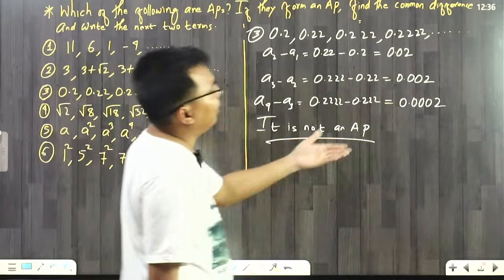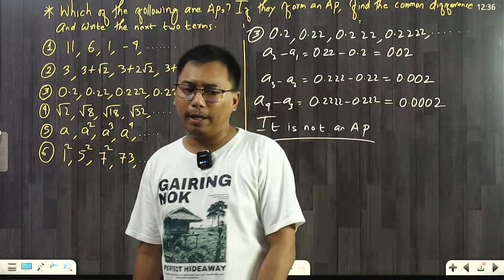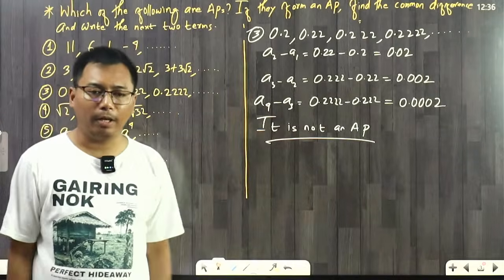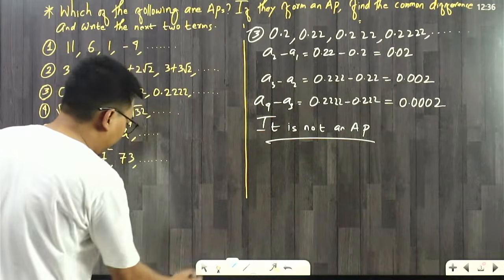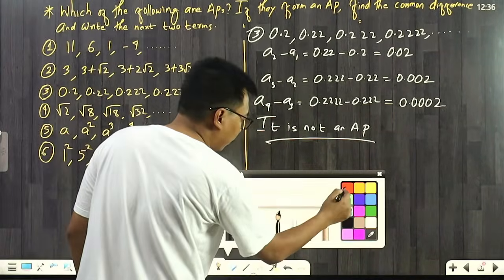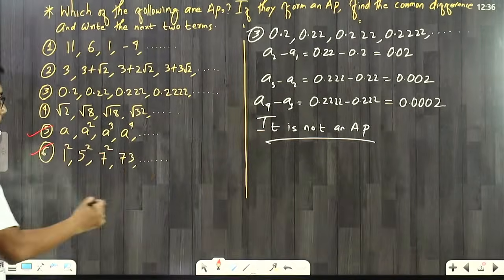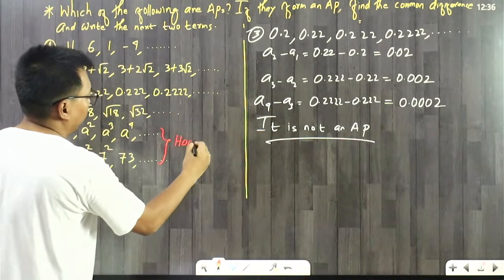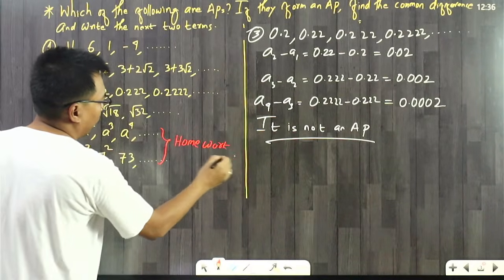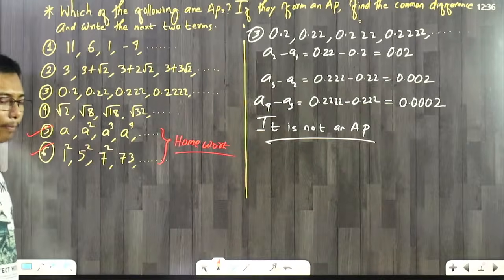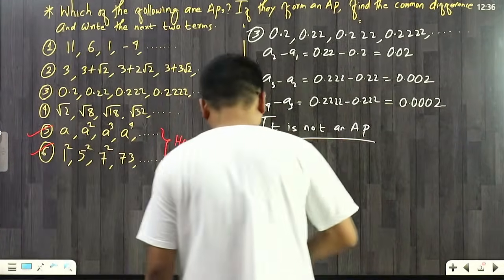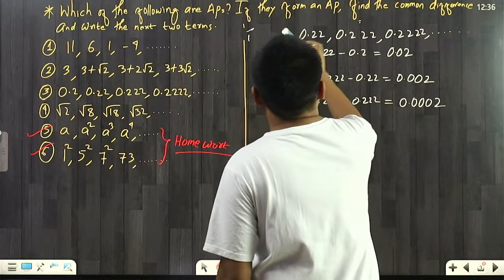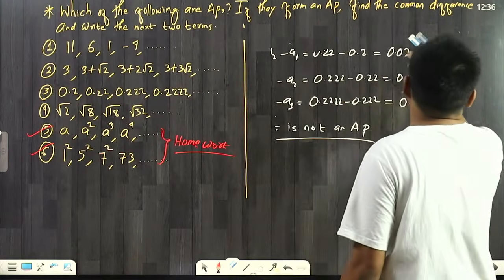And since it's not an AP, we do not need to find the next two terms because we don't have a common difference here. Okay, now let's move on. One more thing. This 5 and 6 will be homework for you. Do it at home. Take a screenshot of this. I'll solve 4 now. If I solve everything, it will be like spoon feeding you guys.